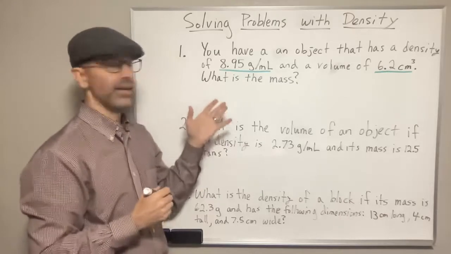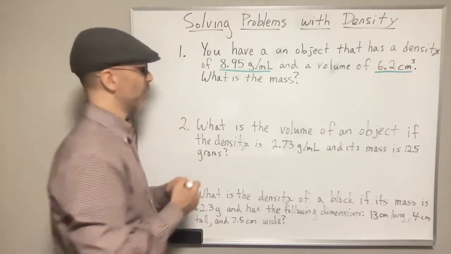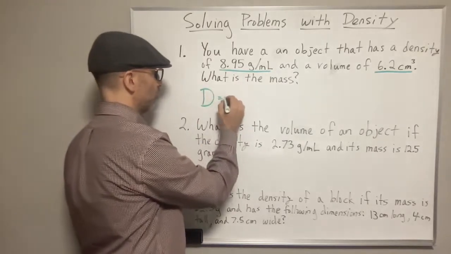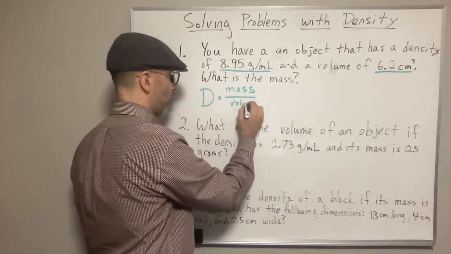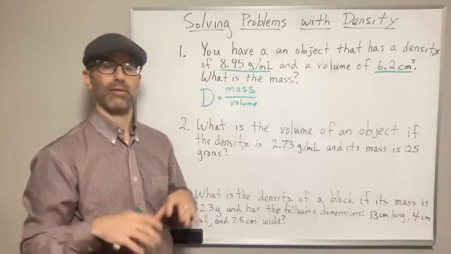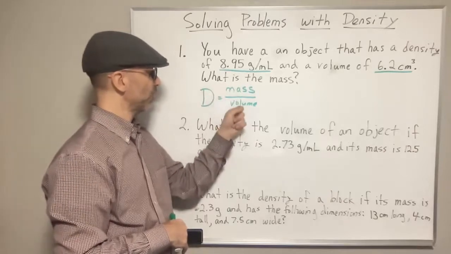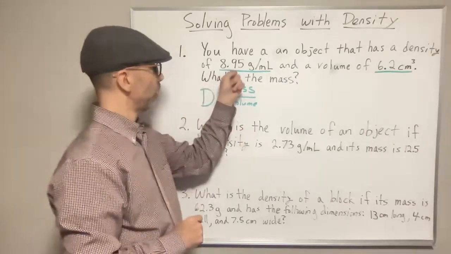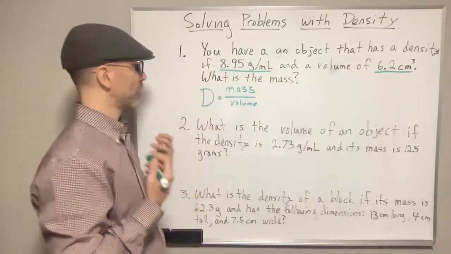One of the things you need to remember is in the previous video, we went over what density is. The formula for density is density is equal to mass divided by volume. Remember, the definition of density is basically the amount of stuff you have in a given amount of space, or mass divided by volume. So you take what they give you, plug it into the equation, and then solve for the unknown using algebra.